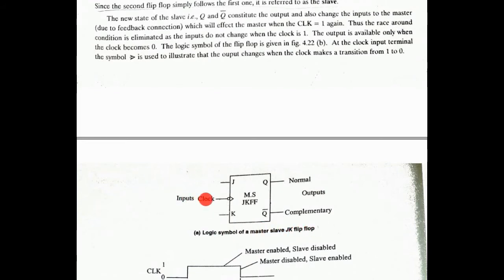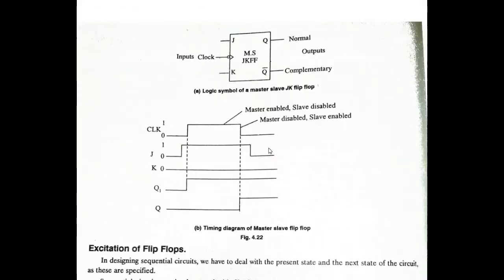Here the input clock is provided and we have Q and Q bar. Q is called the normal output, Q bar is called the complementary output. And figure B is the timing diagram. This is the timing diagram of the master slave flip flop.